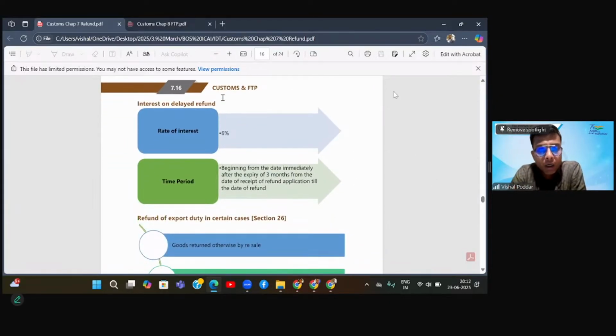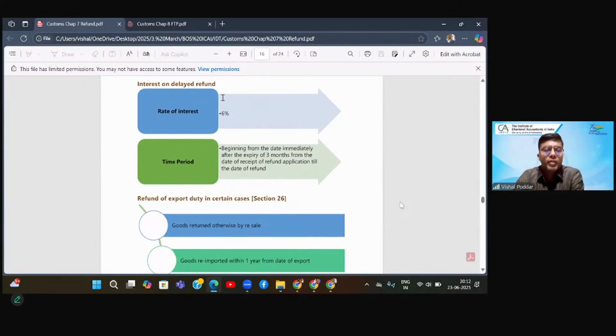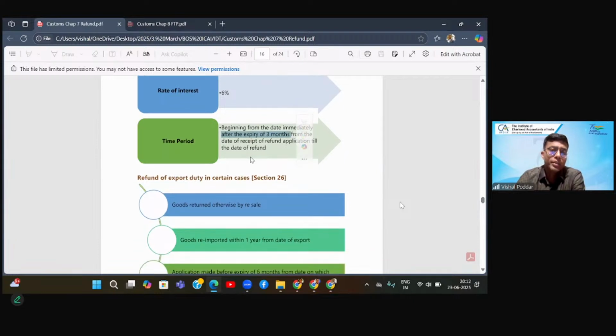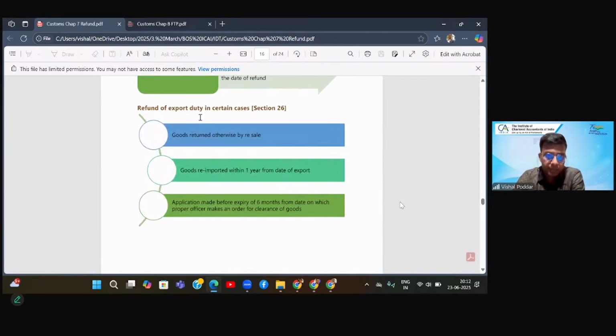Now, what is the rate of interest that you will get when you are getting the refund? The rate of interest will be 6%, but this will be applicable only if you are getting the refund beyond 3 months. That is when there is a delay by the department in making the payment of refund, and the delay is beyond 3 months from the date of your making application.